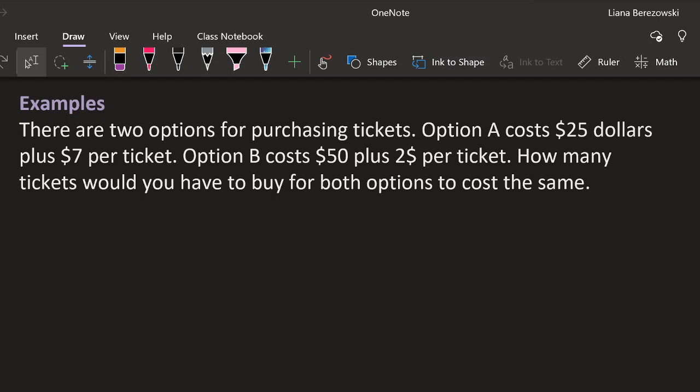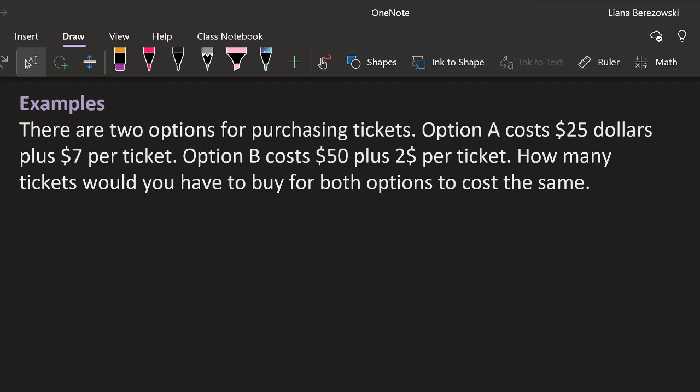So there's two options for purchasing tickets. Option A costs $25 plus $7 per ticket. Option B costs $50 plus $2 per ticket. How many tickets would you have to buy for both options to cost the same?